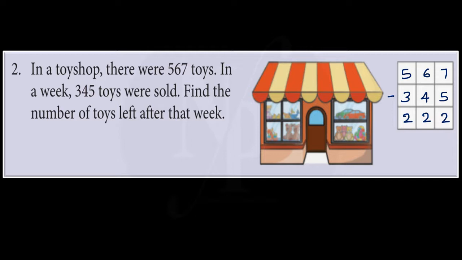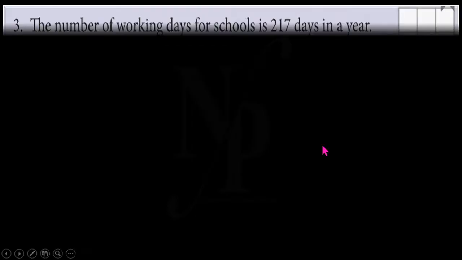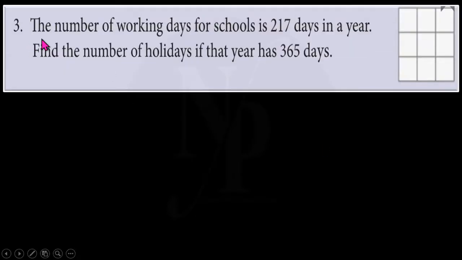Now let us move to the next question. Question number 3. The number of working days for school is 217 days in a year. Find the number of holidays if that year has 365 days. So in a year there will be 365 days and a school is working for 217 days in a year. Now we have to find the number of holidays in that year.